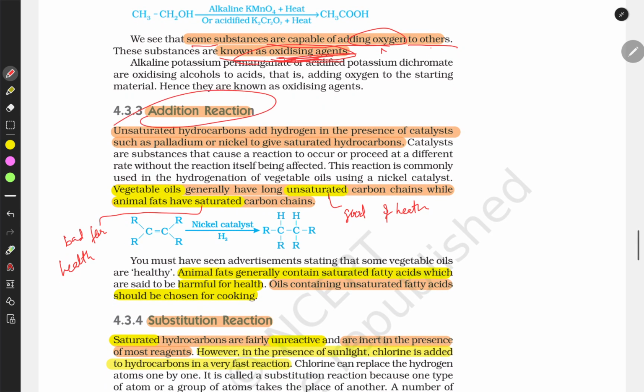What is called an addition reaction? Unsaturated hydrocarbons add hydrogen in the presence of catalysts such as palladium or nickel to give a saturated hydrocarbon. Simply, an unsaturated hydrocarbon has less hydrogen. In a double bond there are two hydrogens less compared to the single bond, and a triple bond has two hydrogens less compared to the double bond.